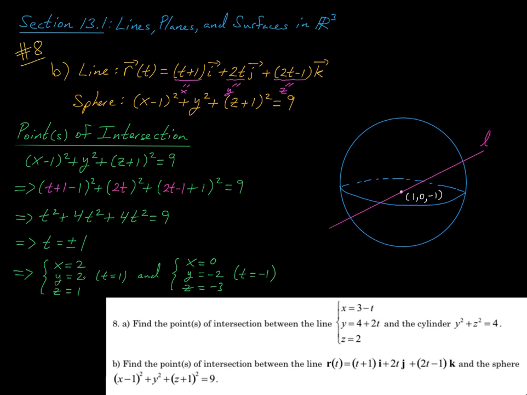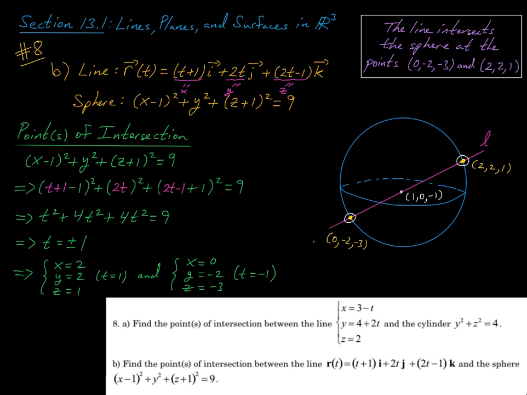Okay, so to find the coordinates, we want to plug t equals 1 into the coordinate functions for the line, and then plug t equals negative 1 into the coordinate functions for the line. And our 2 points of intersection are (0, negative 2, negative 3) and (2, 2, 1). Now the way I've drawn this picture here, it looks like this line, in fact, passes through the center of the sphere, which actually is the case.